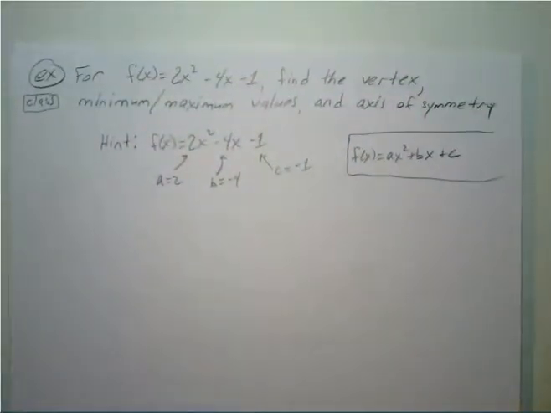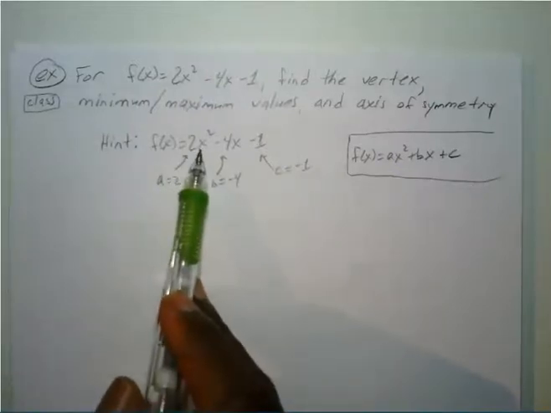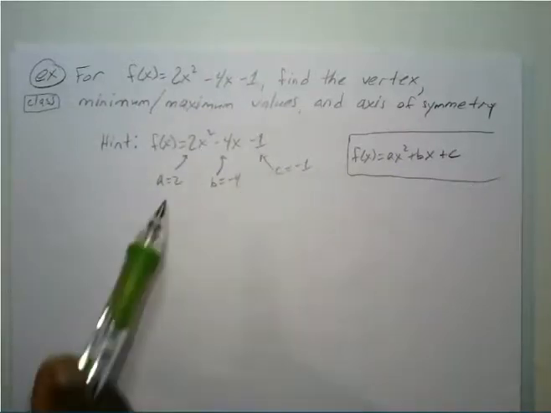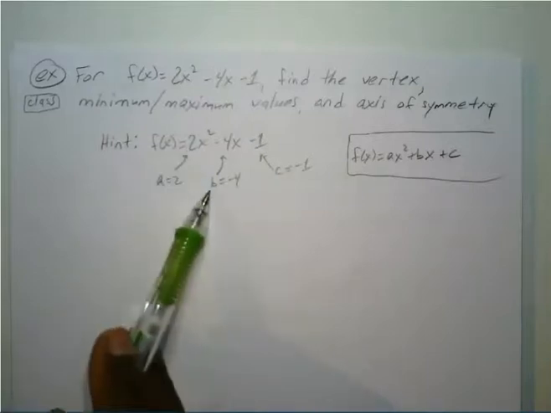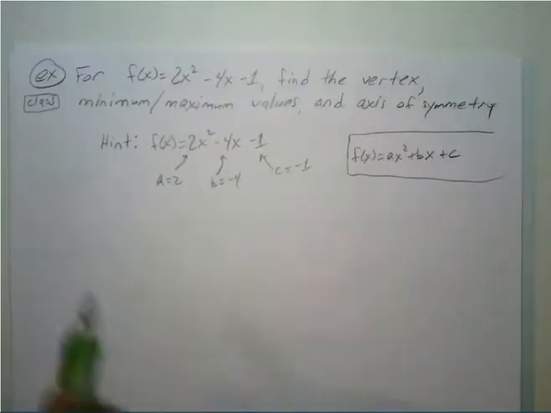For f of x equals 2x squared minus 4x minus 1, find the vertex, the minimum or maximum value, and the axis of symmetry. Here's a hint: your a is equal to 2, your b is equal to negative 4, and your c is equal to negative 1. Use the information on the previous page, press pause, and try this one on your own.